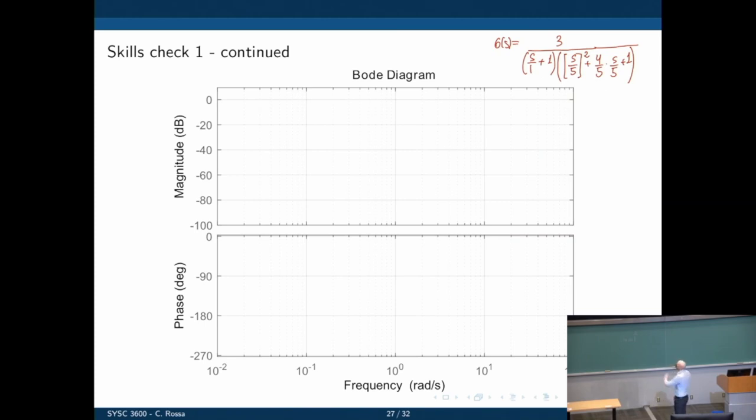If you decrease the frequency, the one is 1, the other one is 5. If you go lower than that, then the only thing acting there is the gain 3. So we have 20 log of 3, and 20 log of 3 is approximately 9.5 dB. So the Bode plot will be constant at 9.5 dB up to the first cutoff frequency, and the first cutoff frequency is 1 radians per second. It's right here.